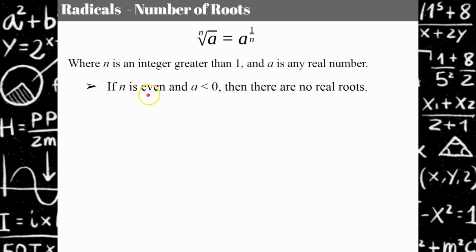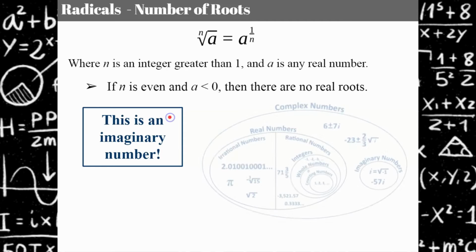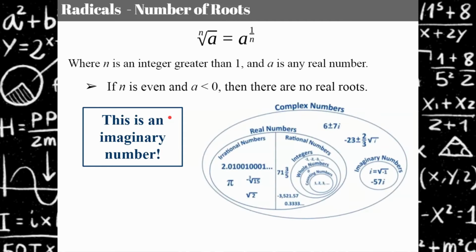So if n is even and a is less than 0, so if this is negative and this is even, there are no real roots. So this is what we call an imaginary number. Now in Algebra 1, all we do is introduce that there are imaginary numbers. We don't work with imaginary numbers in Algebra 1. You'll do this further in high school.